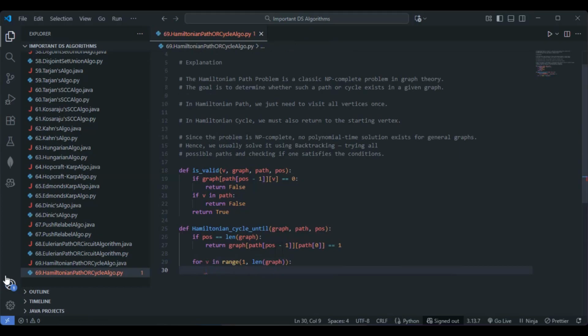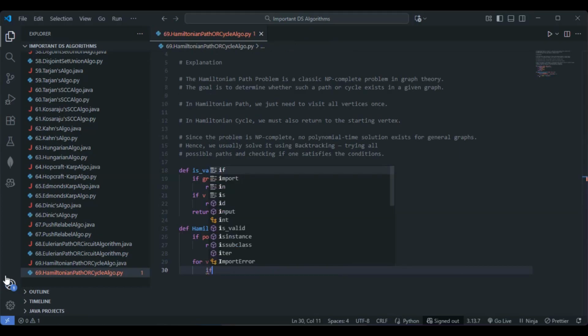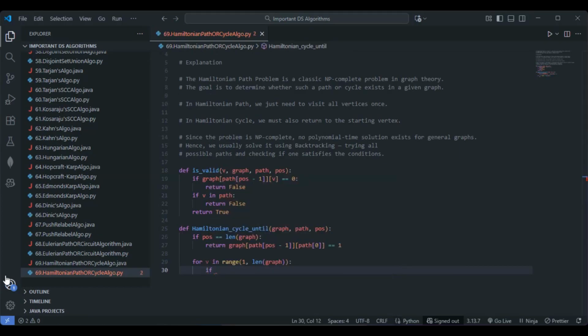So within the for loop, let's use the is_valid function that we have written already. Let me pass the parameters here. It consists of the parameters v, graph, path, as well as the position. So let me copy this one, copy this one as well.